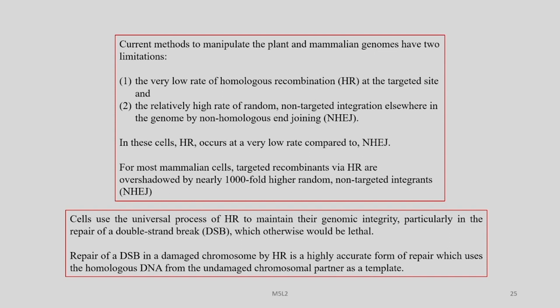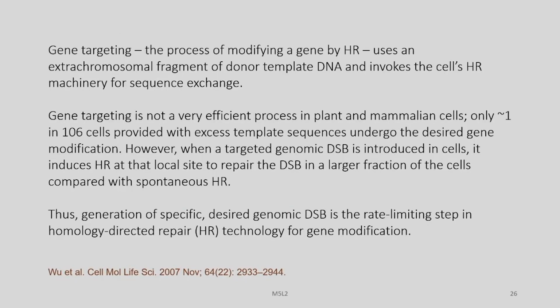Cells use the universal process of homologous recombination to maintain their genomic integrity, particularly in the repair of double strand breaks, which otherwise would be lethal, and these are important facts we have emphasized in the last lectures. The repair of these DSB in a damaged chromosome by HR is a highly accurate form of repair, which uses the homologous DNA from the undamaged chromosomal partner as a template.